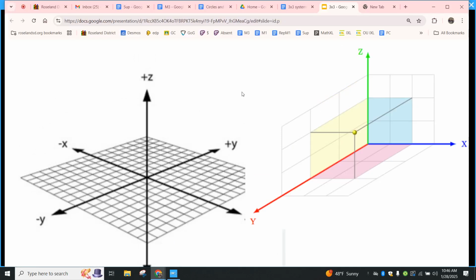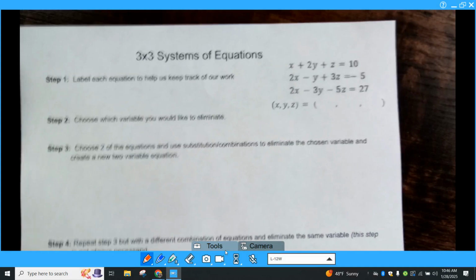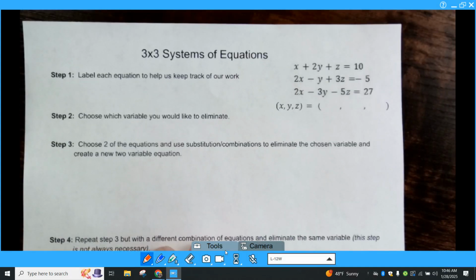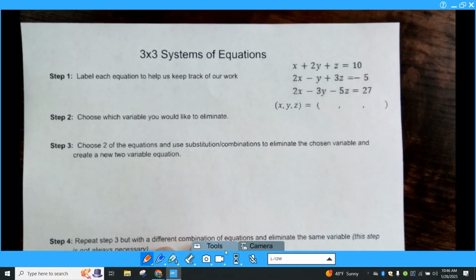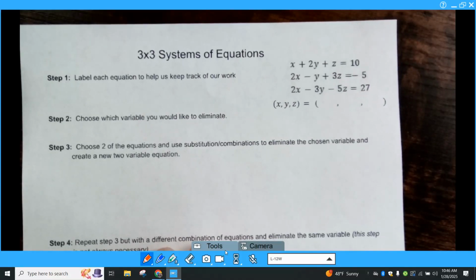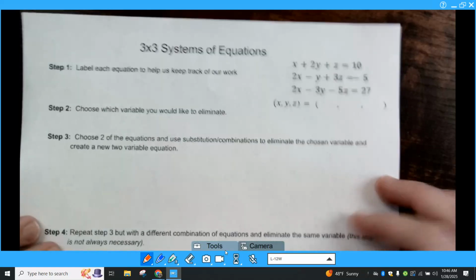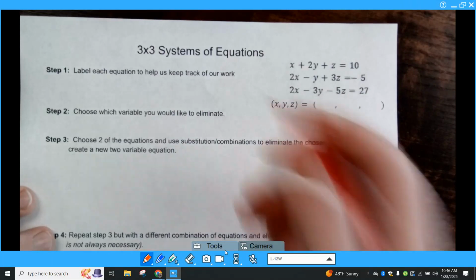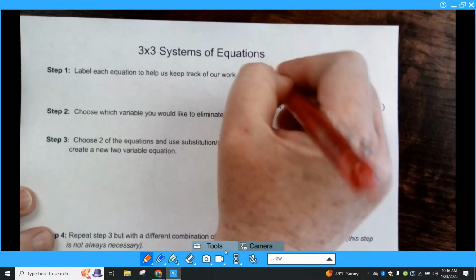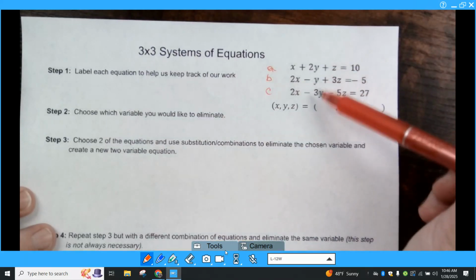Okay, so what does that look like algebraically? So algebraically, you guys should have this. This is what they would look like. So we're going to take a system and we're going to solve it. The first thing we're going to do is label each equation to help us keep track of our work. You can label it 1, 2, 3 or A, B, C. I'm going to go with A, B, and C. So this is A, this is B, this is C.